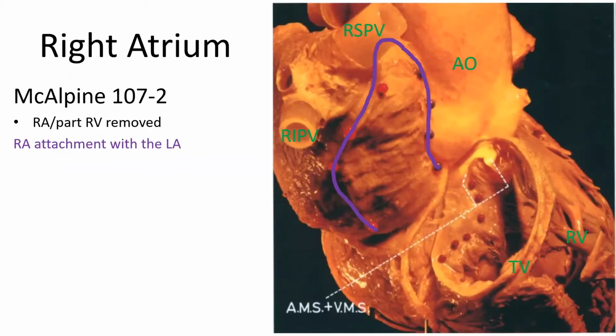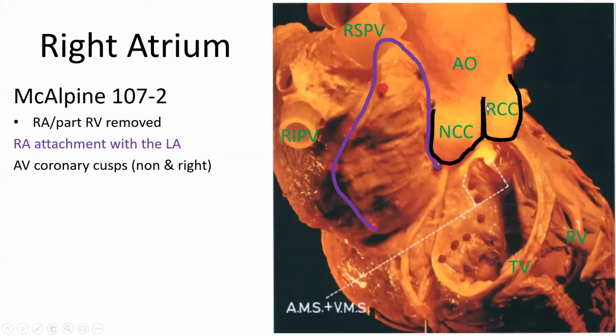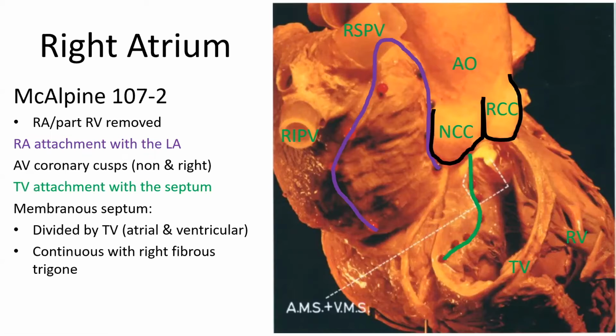And here is one of the first two pictures really showing this membranous septum that I really think is important for understanding everything here. The aorta is in the background here, showing the non-coronary or right coronary cusp. That right fibrous trigone, which I'll show in the next slide, is right in this area. And contiguous with that is the membranous septum, which the tricuspid valve actually bisects into the atrial membranous septum and the ventricular membranous septum, abbreviated AMS and VMS here.